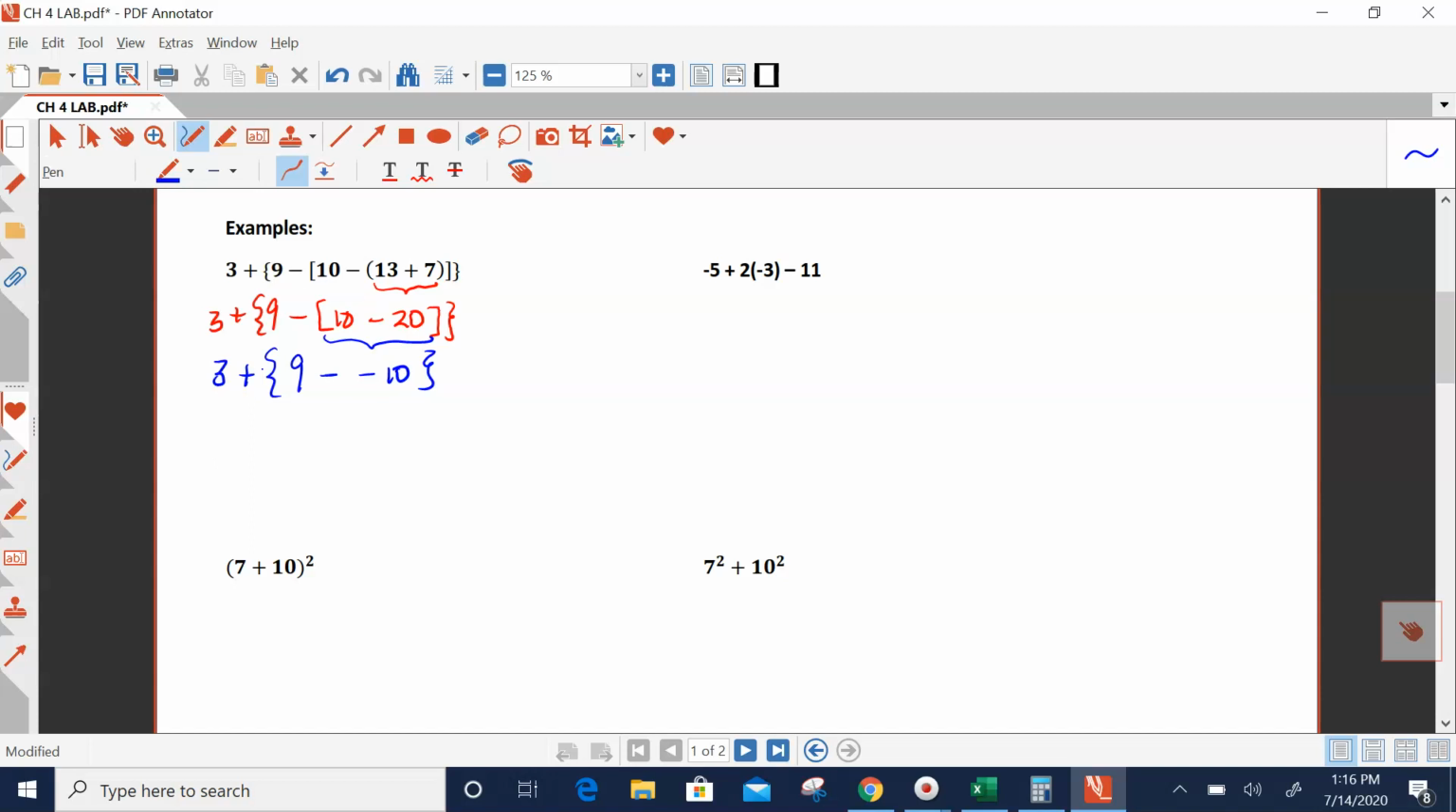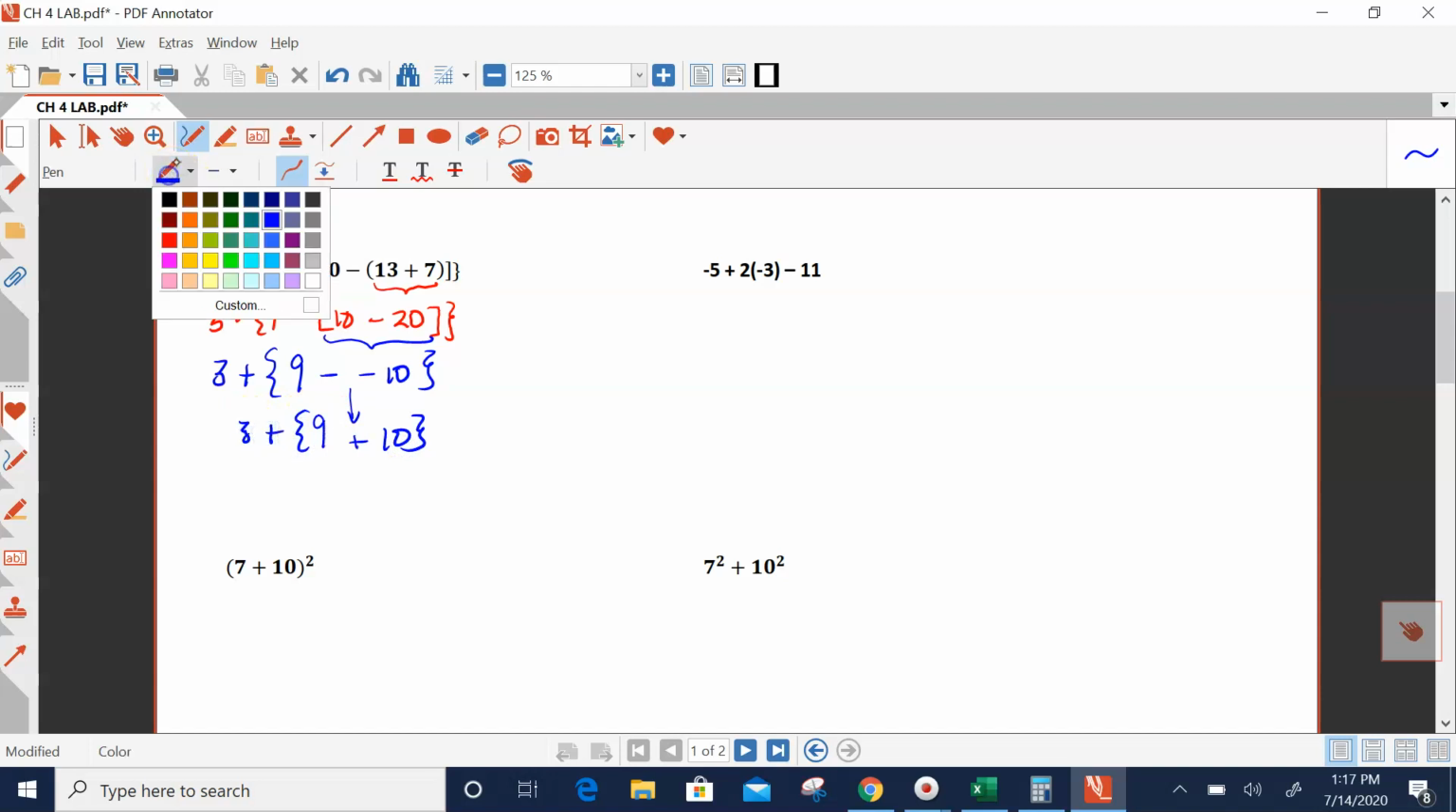I'm still working inside my grouping symbols. So what I see from left to right is 3 plus a brace, 9 minus, and then I have a negative 10. How do you handle 9 minus a negative 10? You remember what happens with double negatives? Minus a negative means we're basically adding. So double negatives turn into addition.